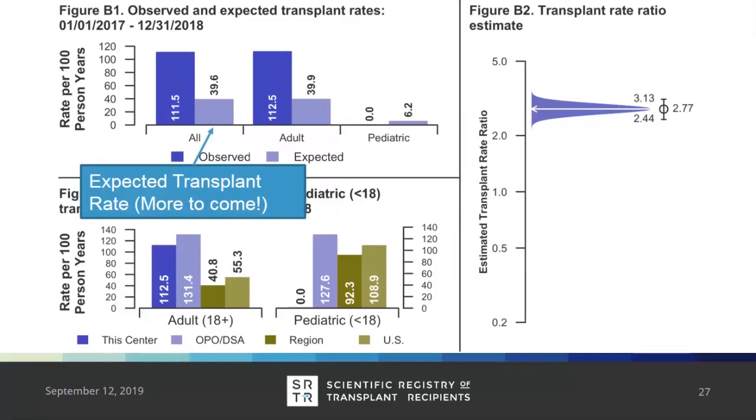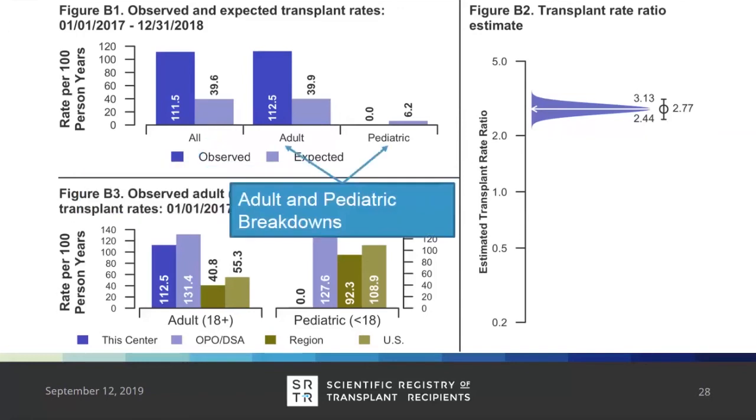Expected transplant rate. This is where we use our statistical models to predict what we think may have happened at your program if you were transplanting your patients at rates similar to the national experience. So we have models that take into account the characteristics of your patients, and we use those models to predict what we would expect would happen if you were a quote-unquote national average program in terms of your transplant rate. So right away you would see here that 111.5 is substantially higher than the 39.6 predicted, so we would conclude right away that this program is transplanting at a higher rate than our models would predict.